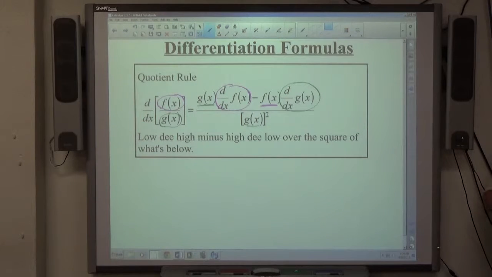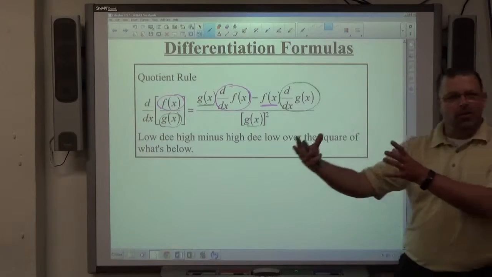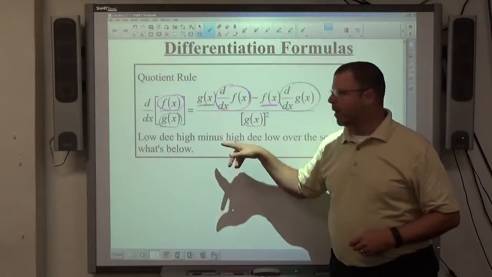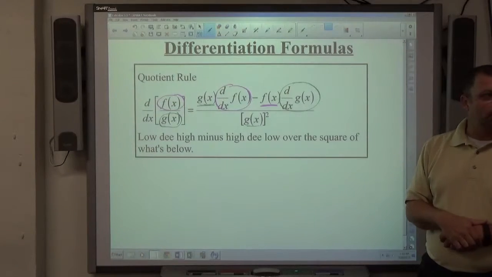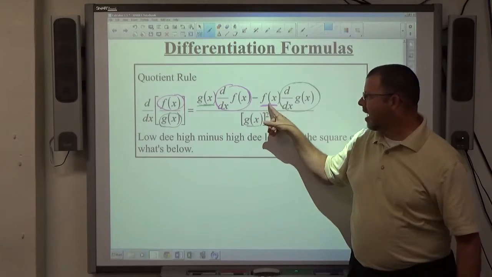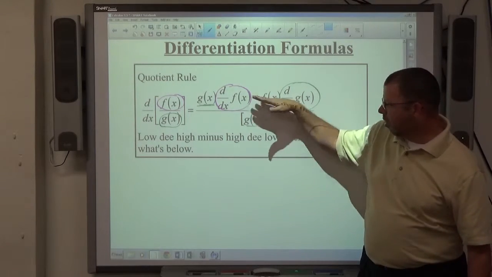The mnemonic device I've heard in my years of being a calculus teacher: low d high minus high d low over the square of what's below. It's kind of a little poem. There's also one that goes to the tune of row, row, row your boat, but it goes low, low, low d high minus high d low, that is what goes on top, square what's below. But just know it's one low. I like the poem better. Low d high minus high d low over the square of what's below. Low, the bottom, d high, the derivative of the top, minus high, the top, d low, the derivative of the bottom, all over the square of what's below.